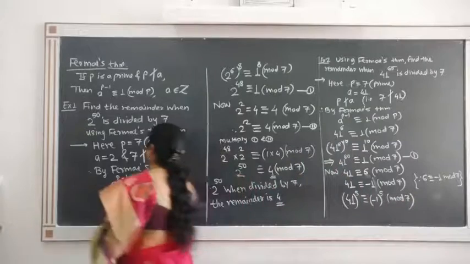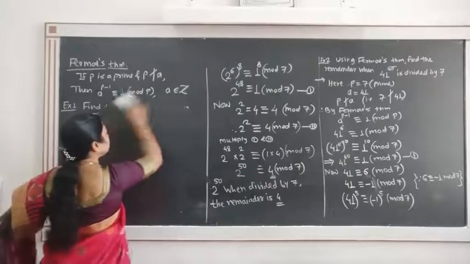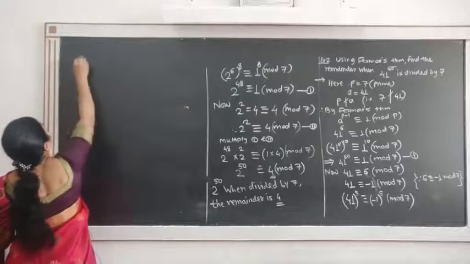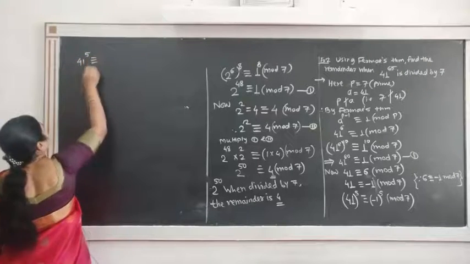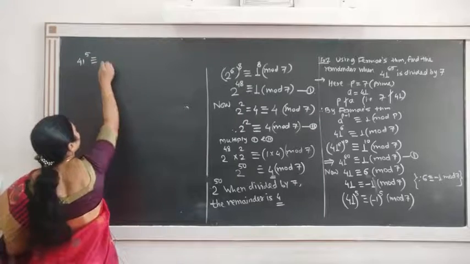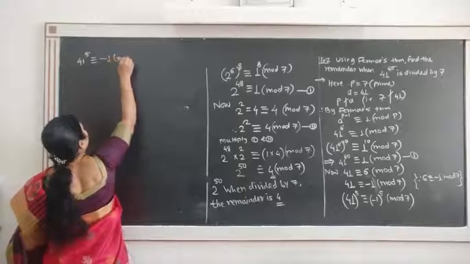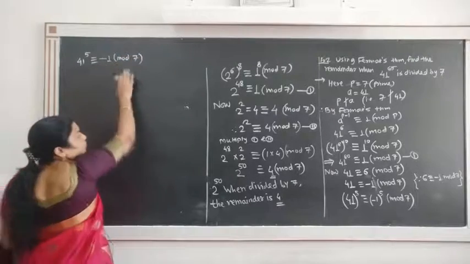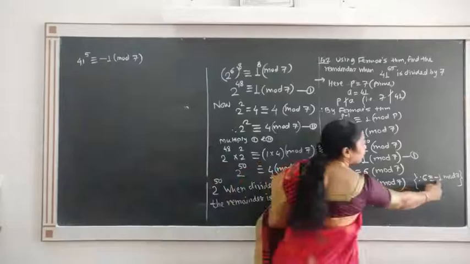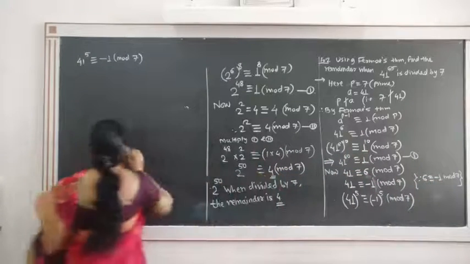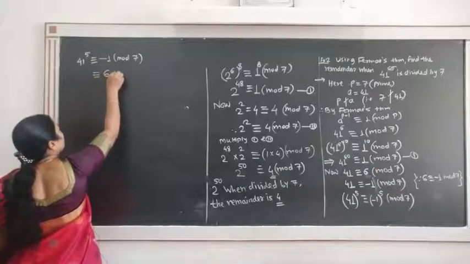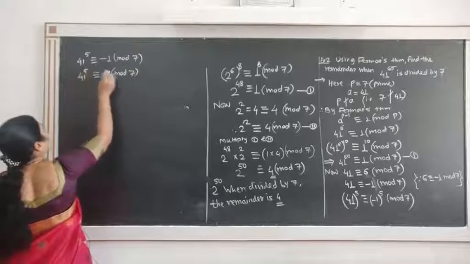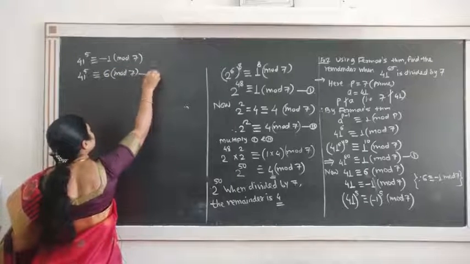That is, 41 raised to 5 is congruent to minus 1 raised to 5, which is minus 1 modulo 7. And what is minus 1 congruent to? Minus 1 is congruent to 6 modulo 7. So we have 41 raised to 5 is congruent to 6 modulo 7.